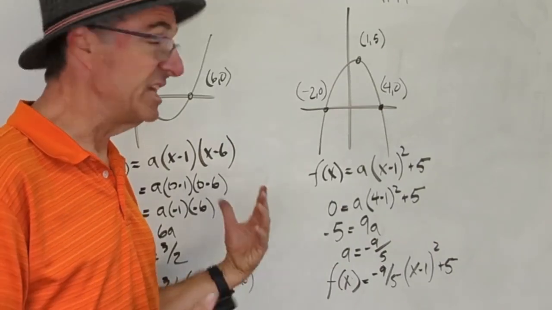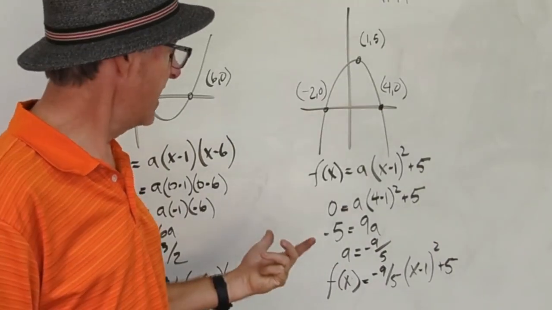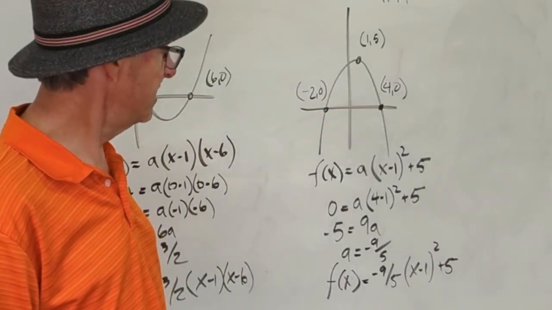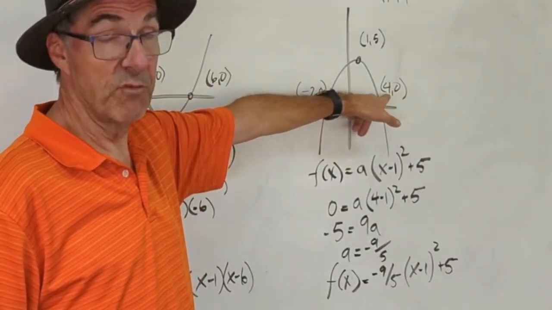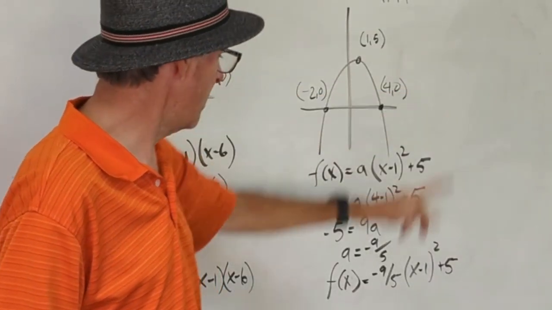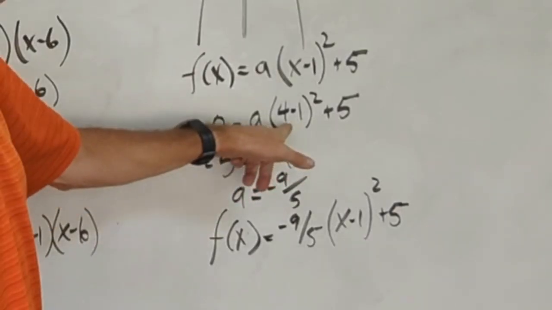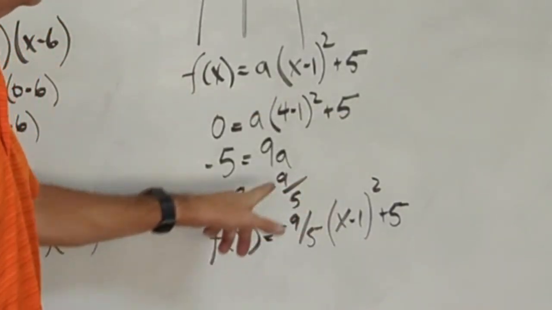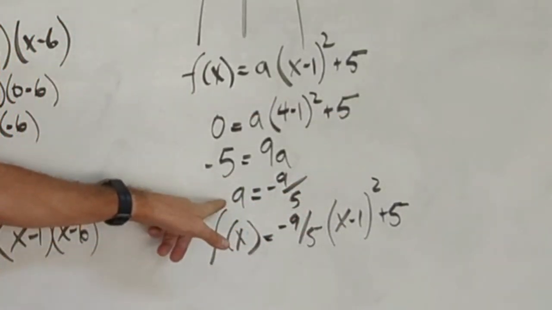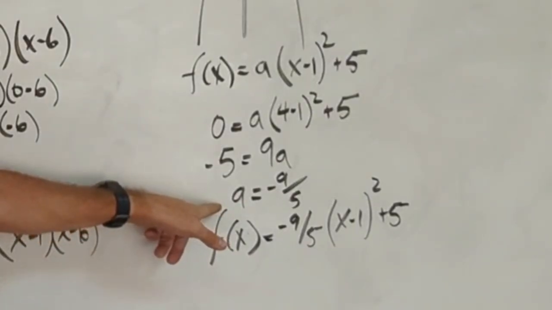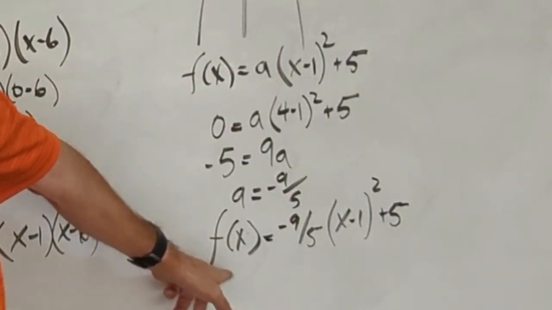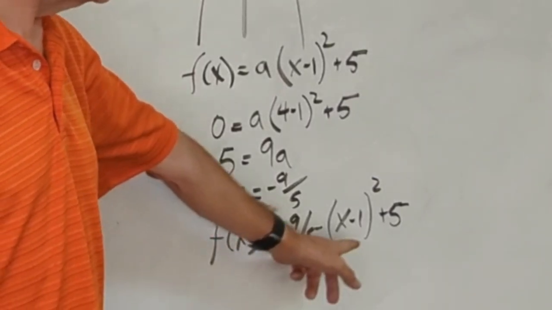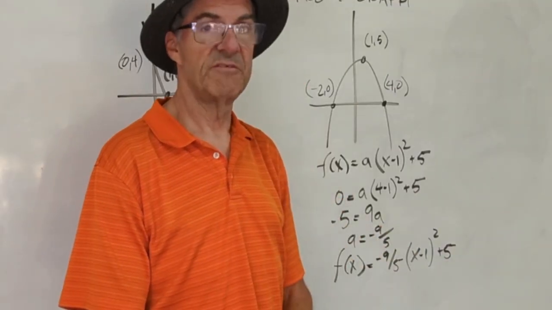Now I can use either of the two intercepts, and I can plug in to find my a. So I picked the 4, 0, so that tells me that when I put in 4 for x, I should get out 0 for y. So there's the 0, and there's the 4. I crunched my numbers, I get this, I divide through, and I get my a is minus 9/5. So my function in vertex form is negative 9/5 times x minus 1 squared plus 5.